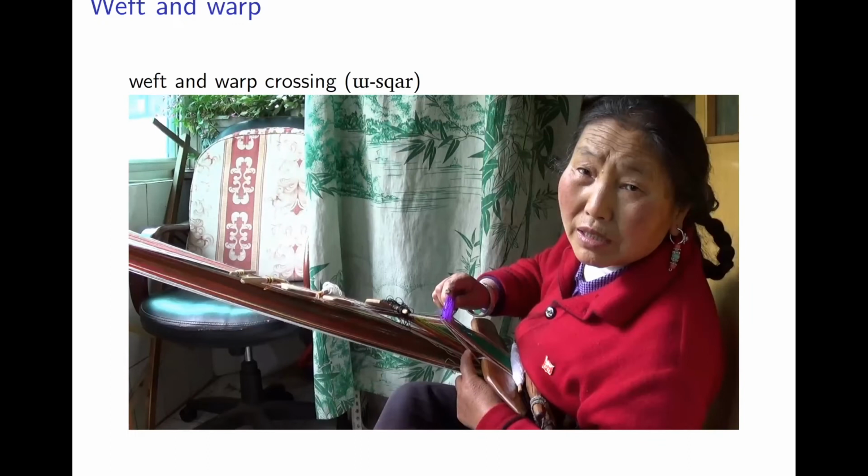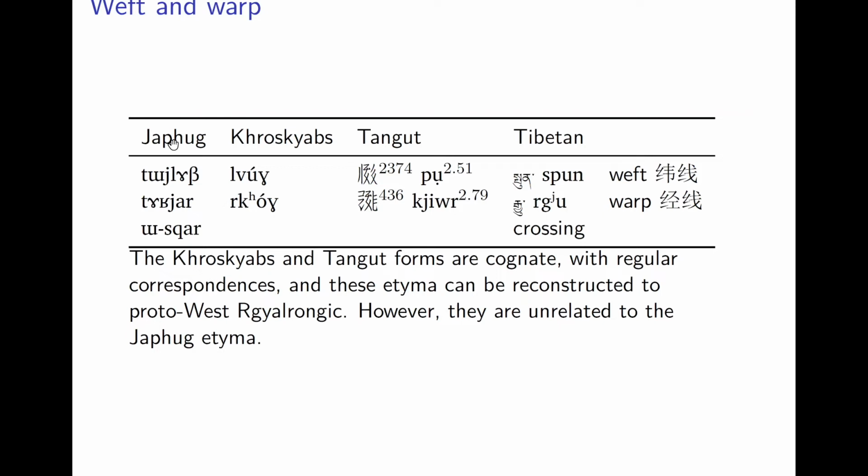So these terms are definitely native. They are not borrowed, but Japhug and Krustyap don't have cognate forms, and their further etymologies remain unknown to me. But hopefully, when equivalent studies have been done on other varieties of Rgyalrongic, we may have a better understanding of the history of these words. At least they are not obviously derived from verbs, so they may all be potentially ancient.